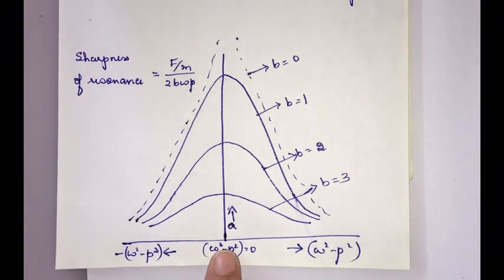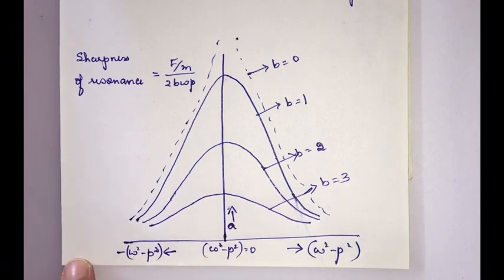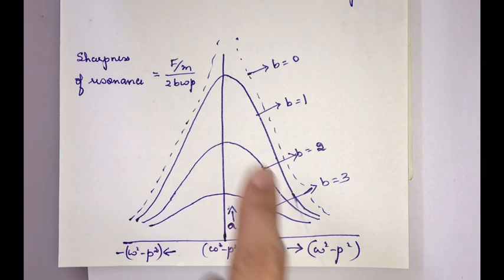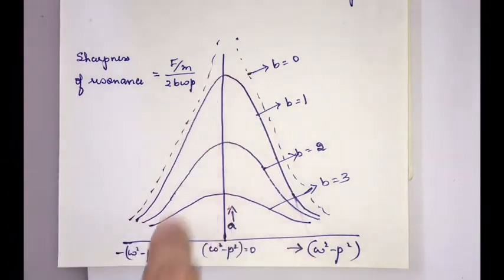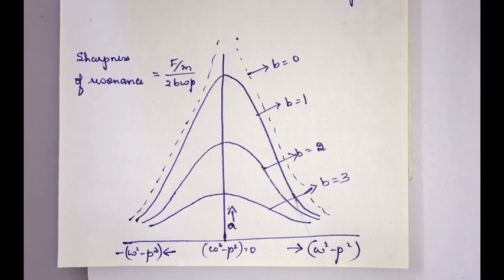As the value of p goes away from omega, you will see that the amplitude goes on decreasing, and the decrease is large when you have less value of b. Those are the two conditions we discussed for resonance.